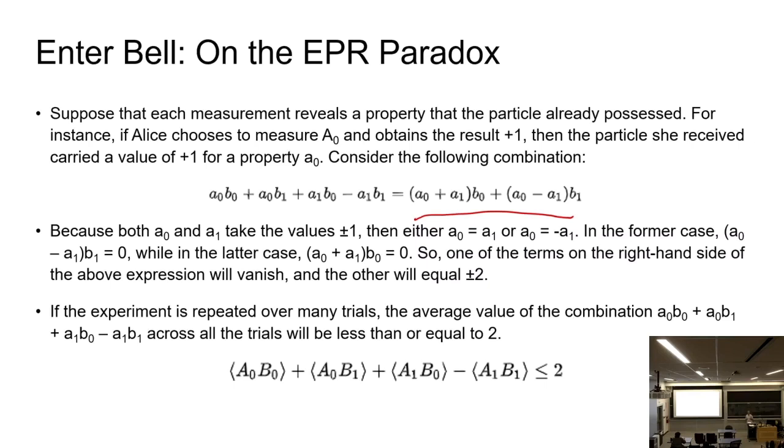So if you repeat this experiment lots of times, the average value that you get from the combination A0 B0 plus A0 B1 plus A1 B0 minus A1 B1 across all the trials must be less than or equal to 2, right? We can agree on that based on what we just said. Choices are either you get 0 or you get 2. So if I do the measurement a bunch of times, then I'll get 0 or 2 a bunch of times, and so the average needs to be less than or equal to 2.